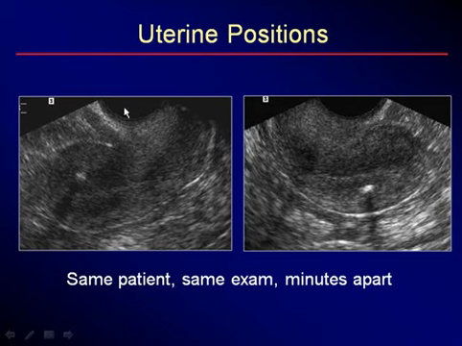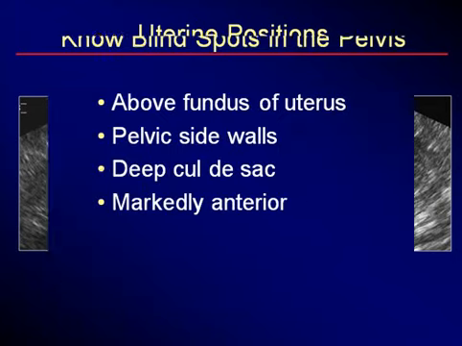Here the probe is in the anterior fornix. Here the probe is in the posterior fornix. And you can sometimes have this uterus flip positions within a matter of minutes. The important thing is to understand where that anterior or posterior wall is so that you can place masses or fibroids correctly and not confuse the surgeon.